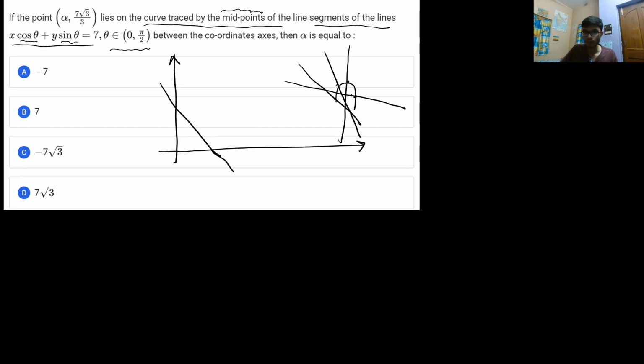So if you plot the midpoints of these particular lines, don't go by the geometric simulator diagram. You can see that if the midpoints of these lines are traced, then you will basically get a random curve. So what we need to do is get the equation of this particular curve.